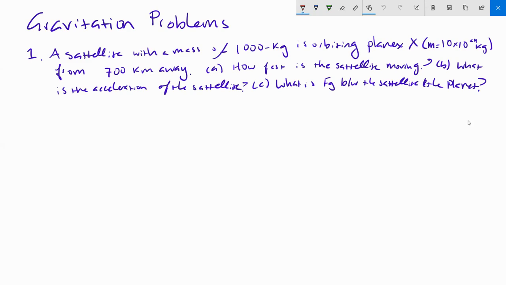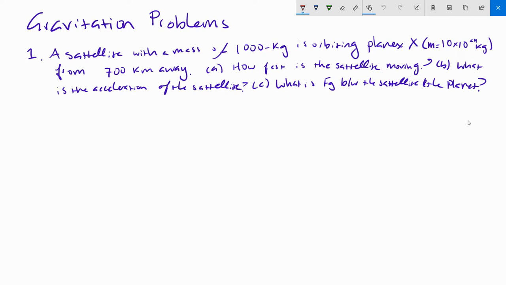Good morning. I want to give you guys an example of how to do one of these gravitation problems that you're going to need to do today. Let's get started. A satellite with a mass of 1,000 kilograms is orbiting planet X with a mass of 10 times 10 to the 24th kilograms from 700 kilometers away. How fast is the satellite moving?